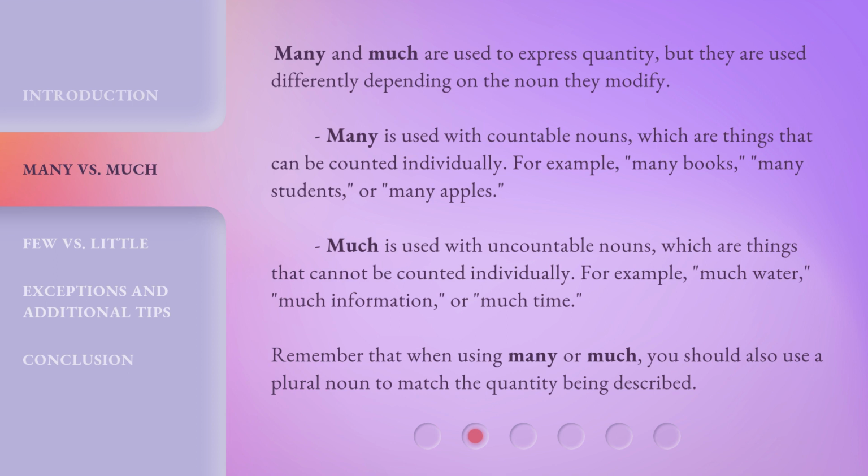Much is used with uncountable nouns, which are things that cannot be counted individually. For example, much water, much information, or much time. Remember that when using many or much, you should also use a plural noun to match the quantity being described.